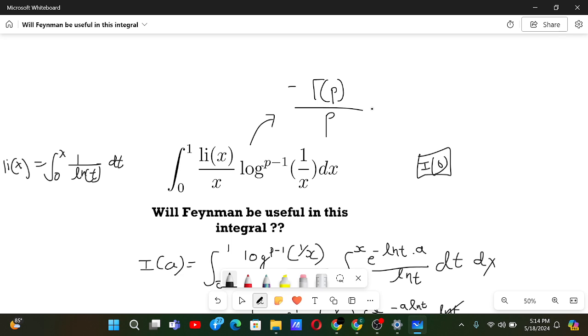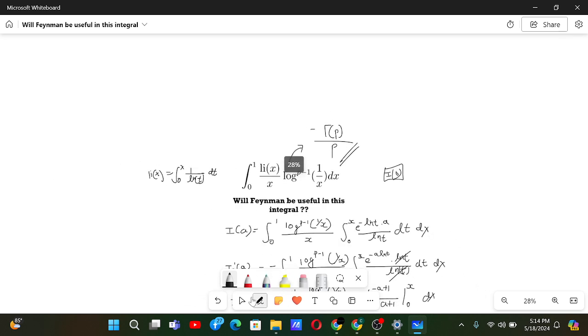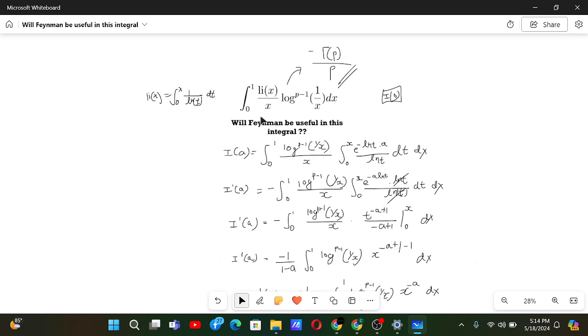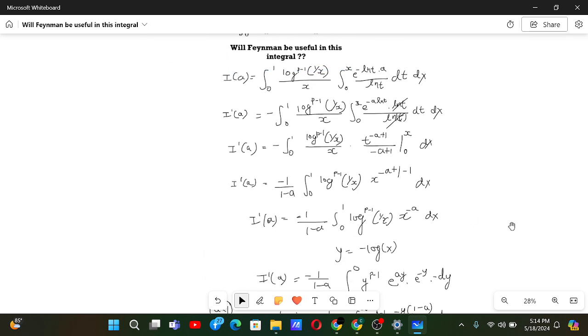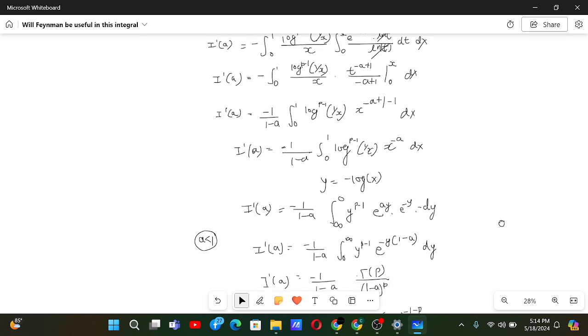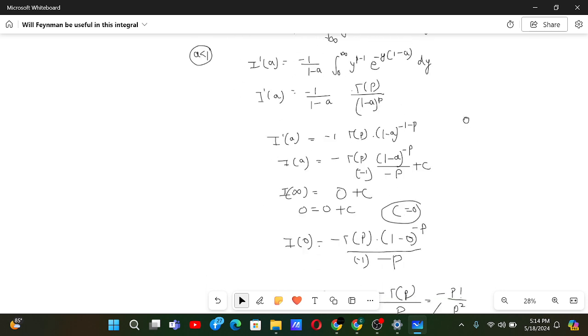Hope you enjoyed the video. To recap, we just used a common trick that I've been using for the logarithmic integral function, and used Feynman's technique, and it was just a normal integration. Over here it was the gamma function, and we got the answer.